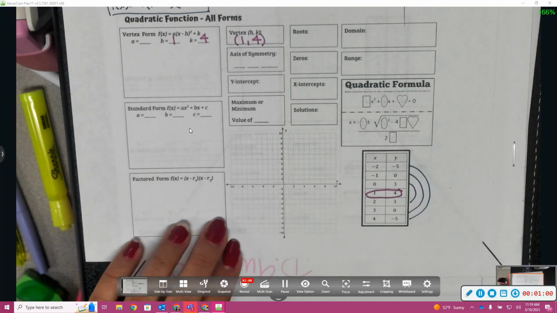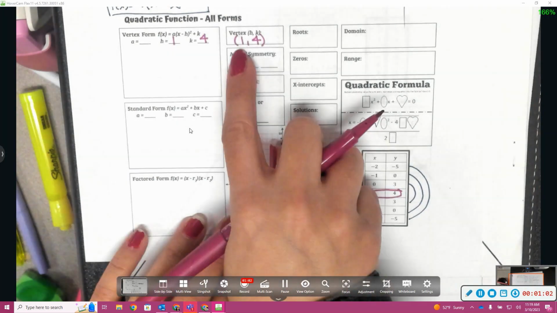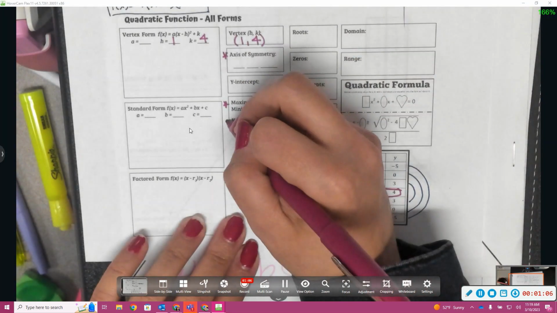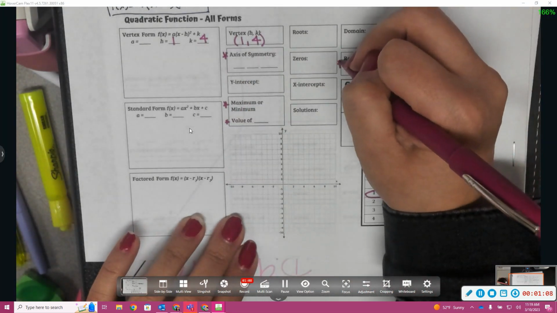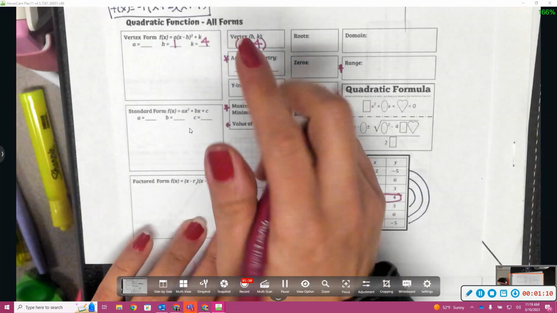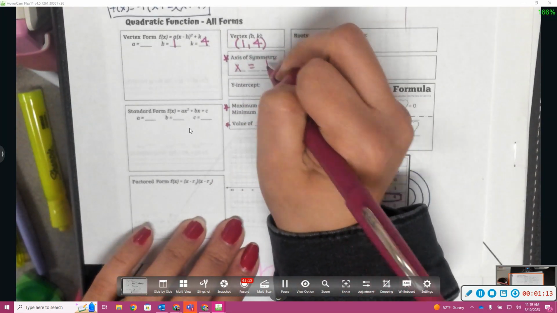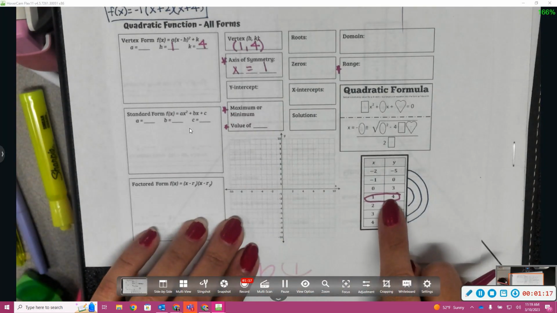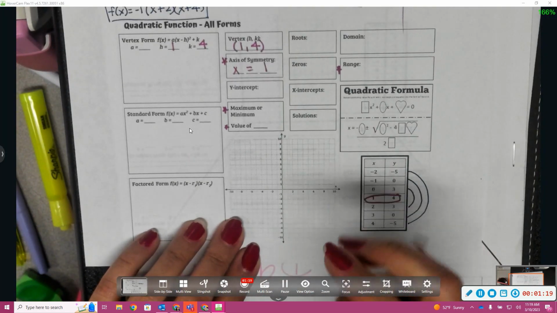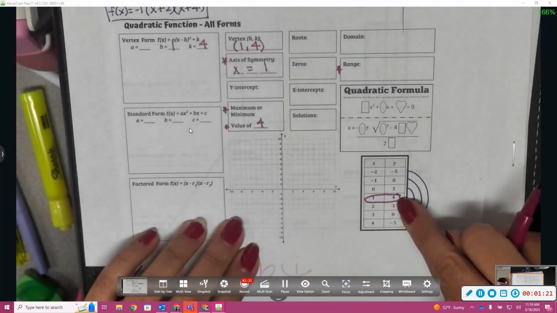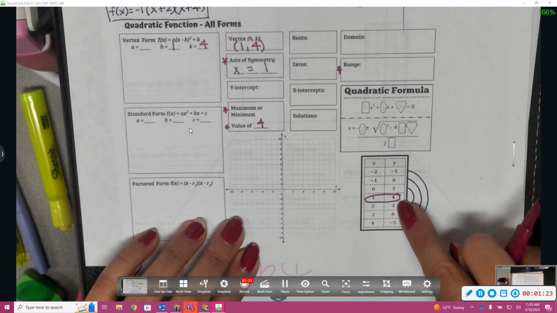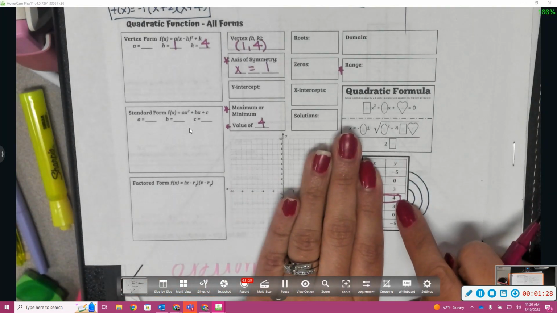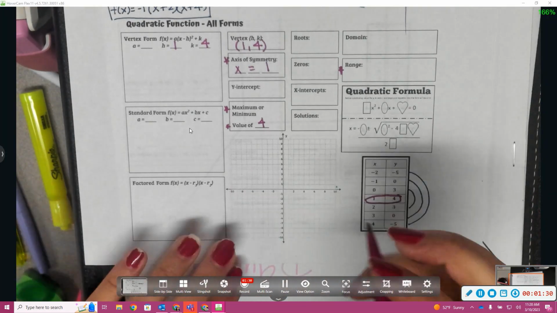Next, my vertex tells you your axis of symmetry. It can help you with your maximum or minimum value and your range. My axis of symmetry is just x equals 1. To determine if it's maximum or minimum, look at your vertex. Look at your y values. We know it's going to be a value of 4. Well, is that value of 4 the maximum value or the minimum value out of all your other y's? Comparing to all my other y's, this is my maximum value.